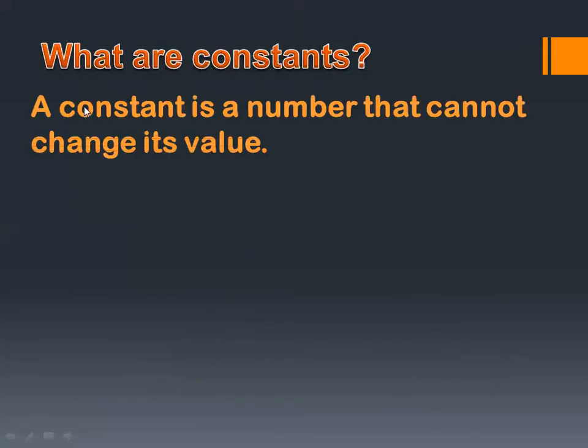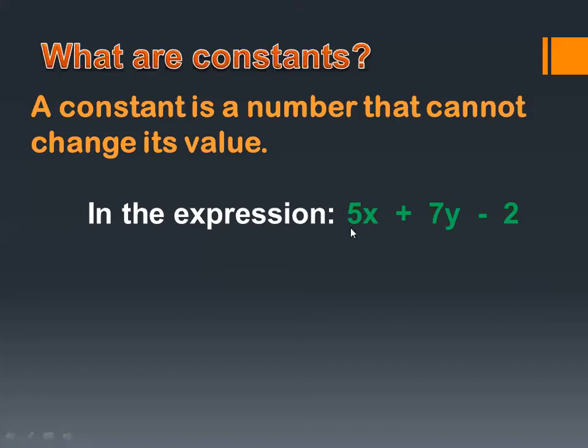A constant is a number that cannot change its value. So in an algebraic expression, a constant will be a number whose value you cannot change. Look at the algebraic expression 5x plus 7y minus 2. Here you have 5 and x. 5 is the coefficient, x is the variable, and together they become one term. Plus, then 7 is the coefficient and y is the variable.